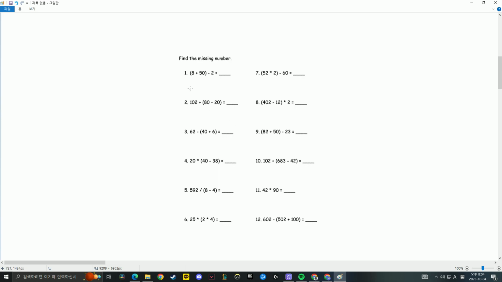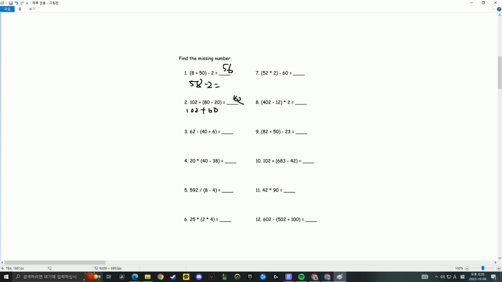Find the missing number. So parentheses, if there is any parentheses, you do whatever is in the parentheses first. So we do 8 plus 50, sorry, it's not divided, it's plus. 8 plus 50 is 58. And 58 minus 2 is 56. In the parentheses first, 80 minus 20 is 60. Plus 102 right here. That would be 162.